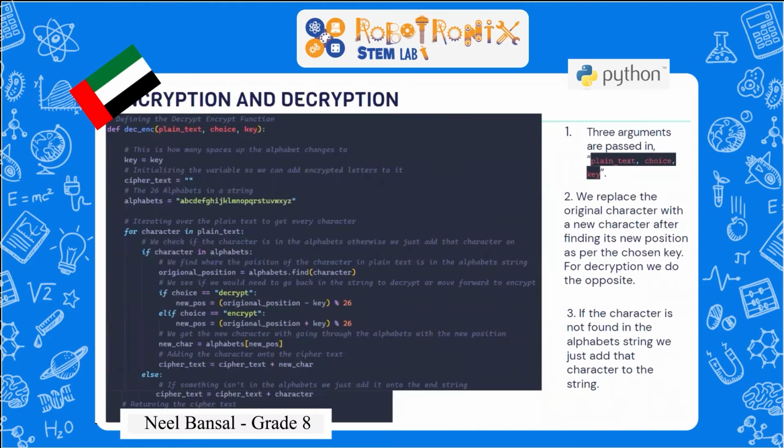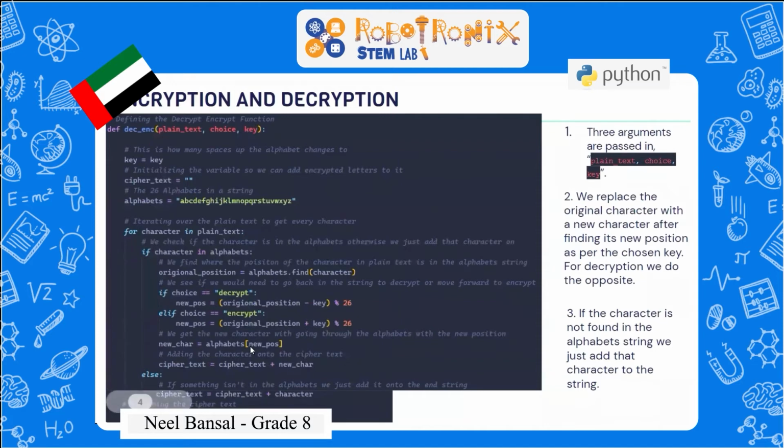So this is the code we use for decryption and encryption. We have 3 arguments that are passed in over here. We have our plain text, which is just the text that the user enters. We have the choice as well, which can either be decrypt or encrypt. And we have the key, which would be an integer. We replace the original characters and find a new character after finding its new position as per the chosen key. So the user actually enters the key.